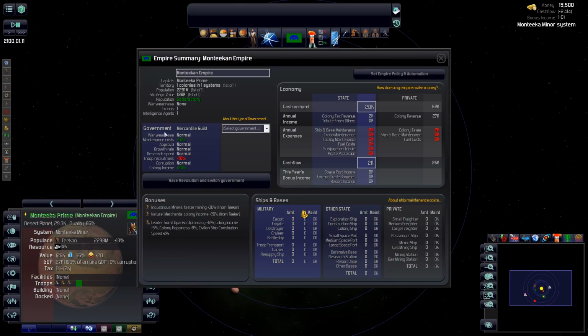And we'll have a quick look at our government. All right, so we have minus 10% maintenance cost. Excellent. We have plus 30% colony income. And we take a bit of a hit at troop recruitment. So we're a bit slower to recruit our troops, but that's fine. And everything else is kind of normal. And we start with absolutely nothing. As we can see, zeros everywhere.